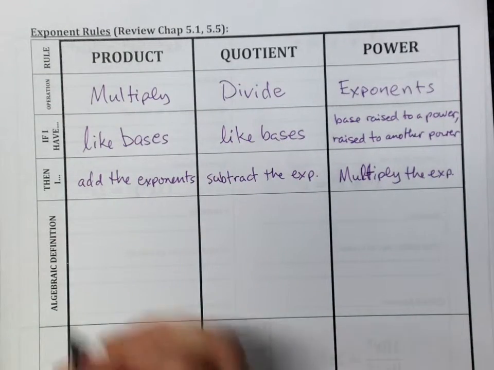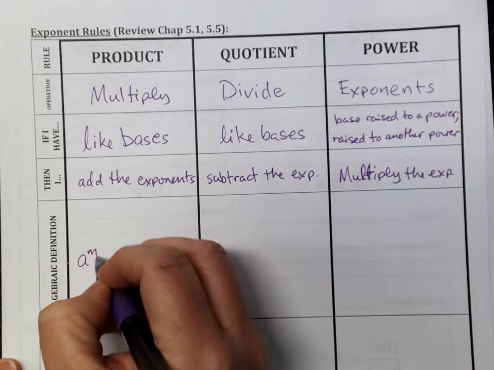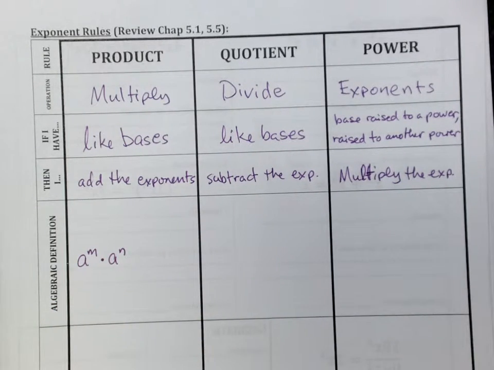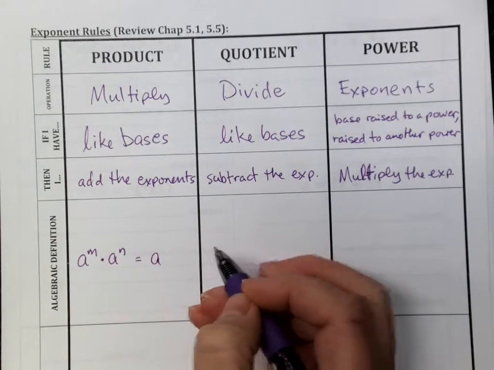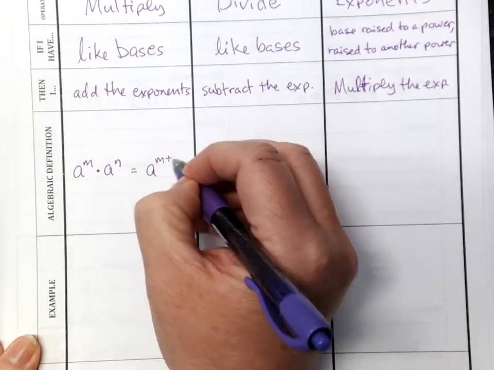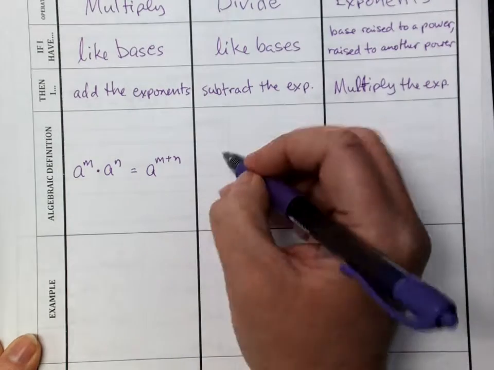So algebraically, definition-wise, we write this as a to the m times a to the n, showing with the a that we have like bases. That's assumed when we use the same letter for the base. And we keep that base. That base doesn't change. And we just add the exponents. That base is a factor that many times now, a total of that many times.